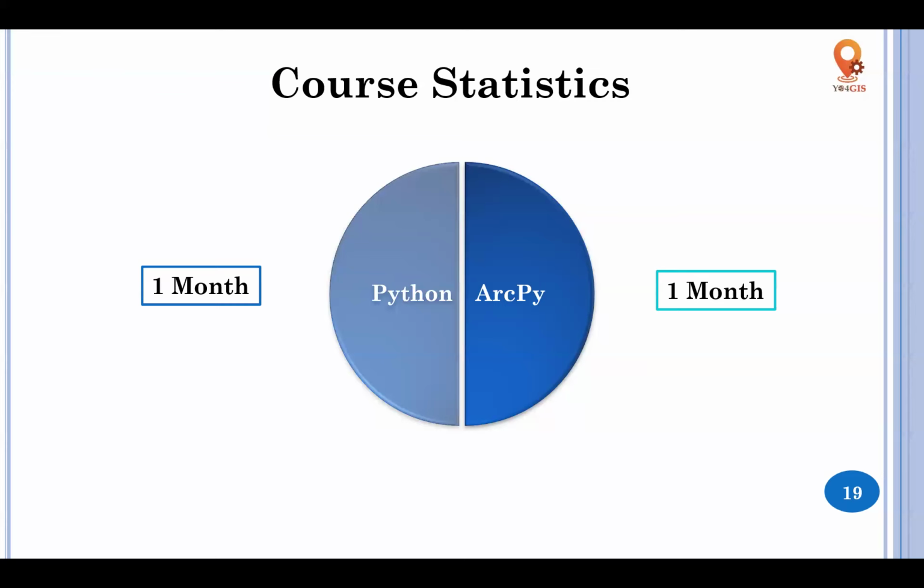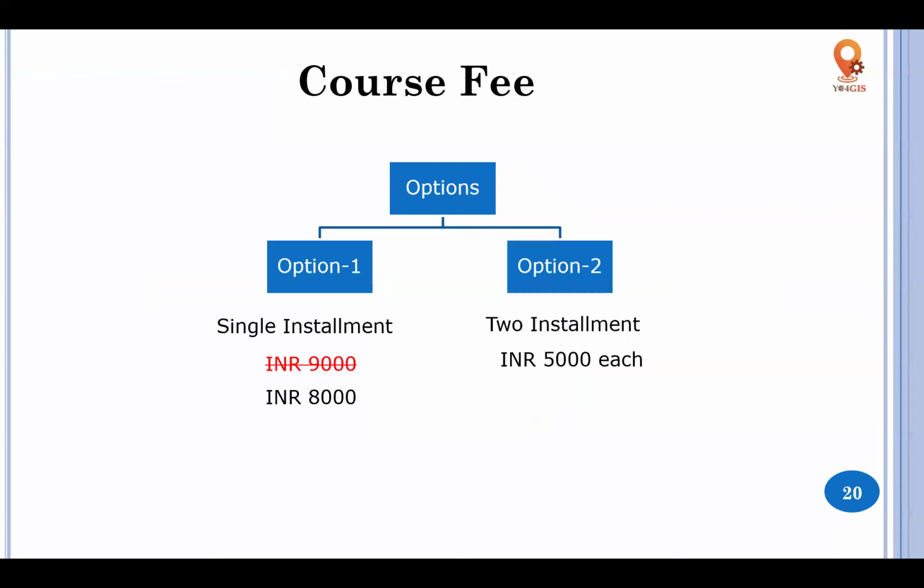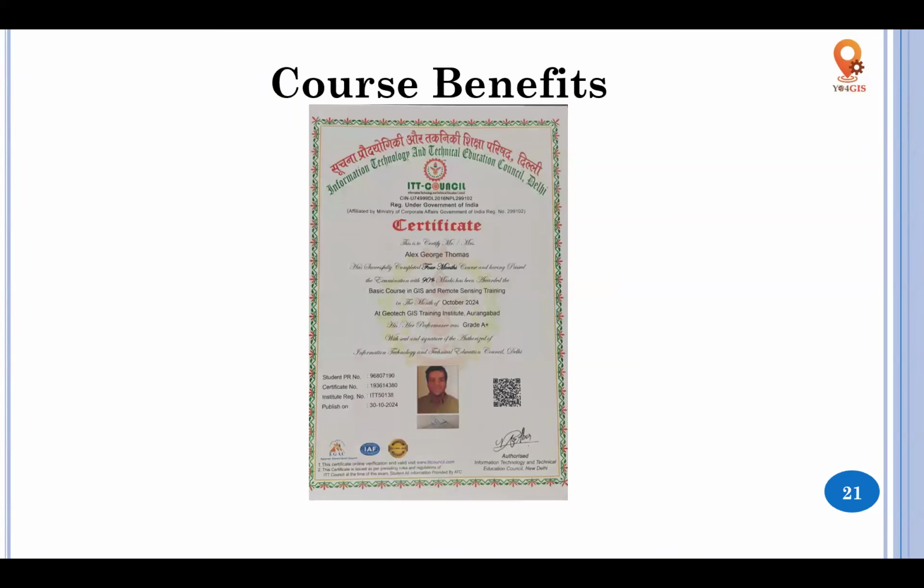If we are considering 2 months, then 1 month is for Python and 1 month is for ArcPy development, so 50% of the course each. Course fees and all these things you already know, so no need to discuss them.